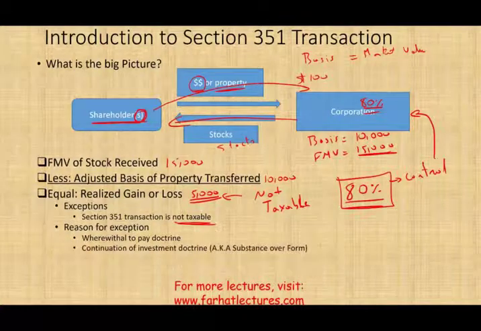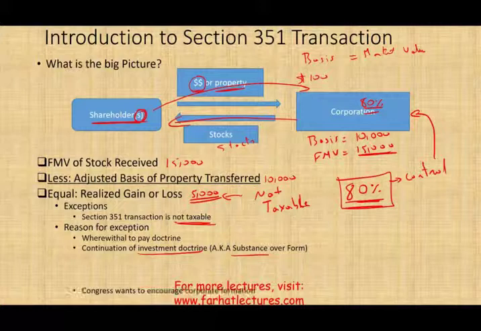Two, it's a continuation of your investment. So simply put, you have a property, now you transfer the property into the corporation, it gave you stocks, you still own that property via the corporation. So it's a continuation of the investment doctrine, and it's technically what we call substance over form. What does that mean? Yes, you did transfer the property, yes, but you still own it. It has a new owner, the corporation is the owner, but remember, if you are in control of the corporation, you are still in substance the owner of that property.